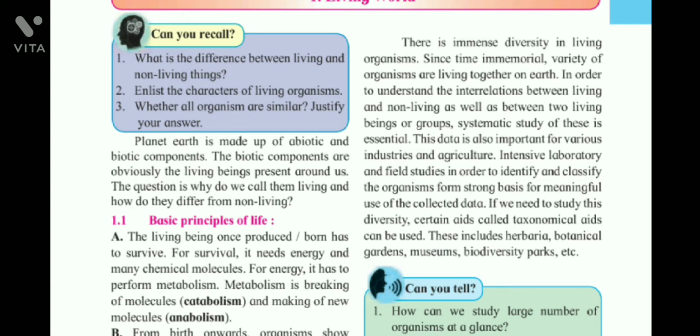Intensive laboratory and field studies in order to identify and classify the organism form strong basis for meaningful use of collecting data. If we need to study this diversity, certain aids called taxonomical aids can be used. These includes herbaria, botanical gardens, museums, biodiversity parks, etc.